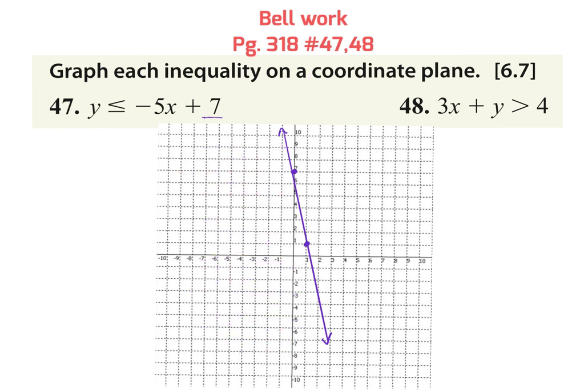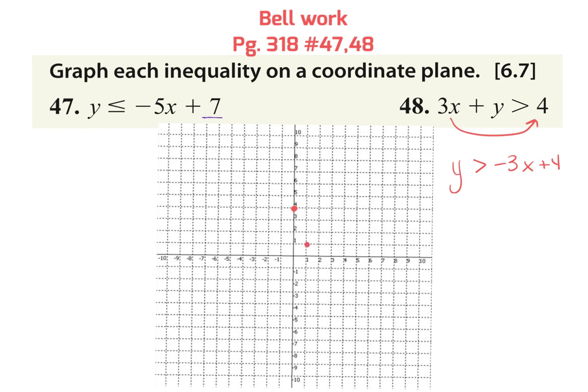So for the next one, it is not in slope-intercept form. So we are going to put it in slope-intercept form because that can affect our shading. So I'm going to subtract that over, and I get y is greater than negative 3x plus 4, which means I'm going to start at positive 4, and I'm going to go down 3 and over 1.